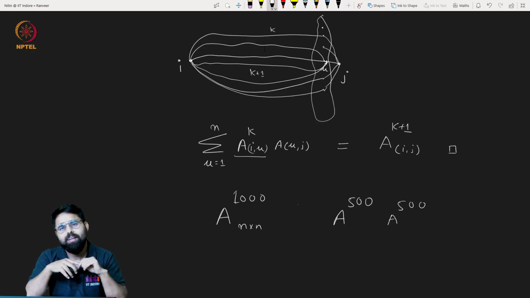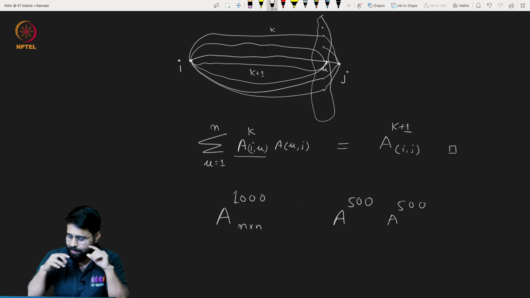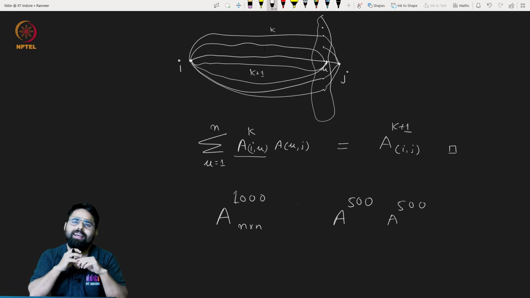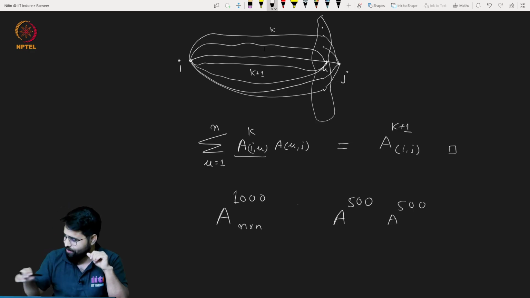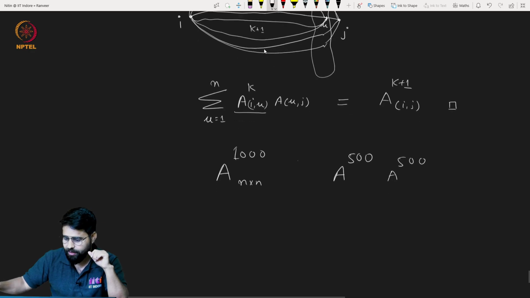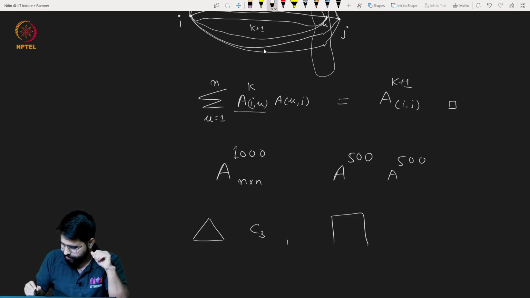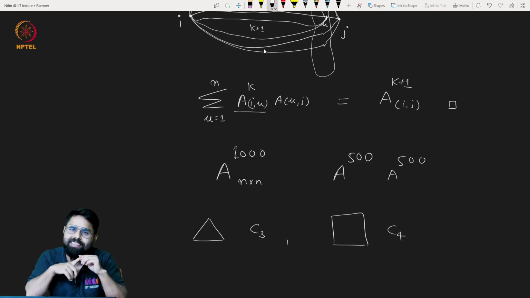Before ending, let me give you a question. How will you find the number of triangles in a graph? Then the next question is, how will you find the number of C4 cycles? A triangle is this, and we will denote it by C3. Similarly, C4 is there. So how will we find these in a graph? Think about this question.